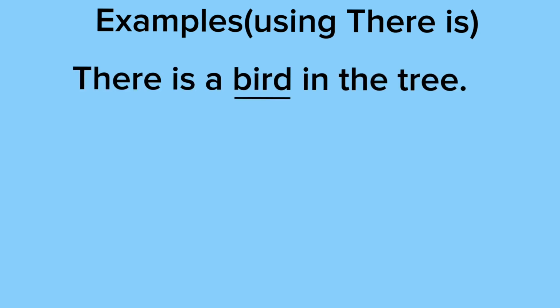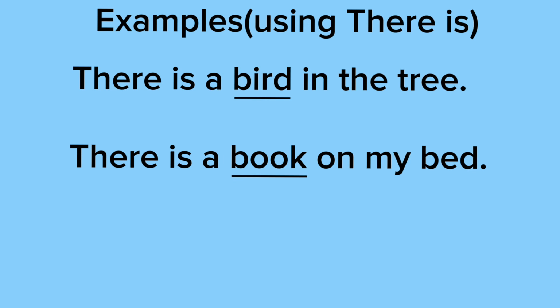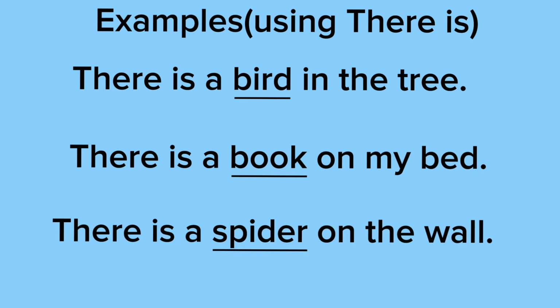Our first example says there is a bird in the tree. As you can see, bird is underlined because it's the singular noun in this sentence, and that's why we use there is. Our next example says there is a book on my bed. As you can see, book is underlined because it's the singular noun in this sentence, and that's why we use there is. Our last example says there is a spider on the wall. As you can see, spider is underlined because it's the singular noun in this sentence, and that's why we use there is.